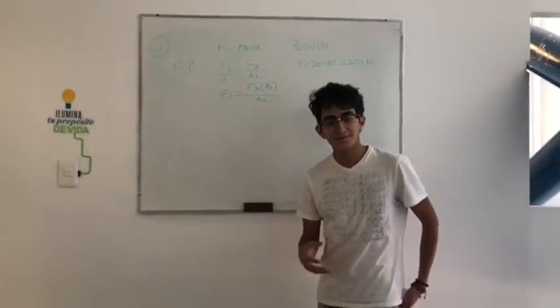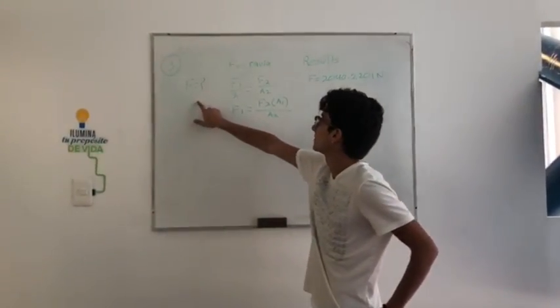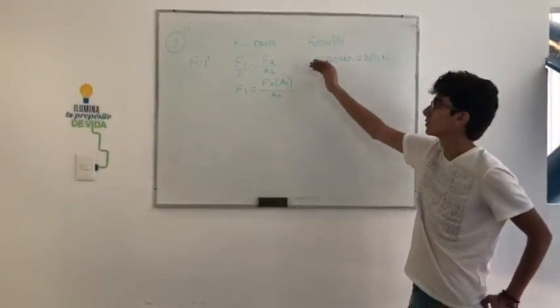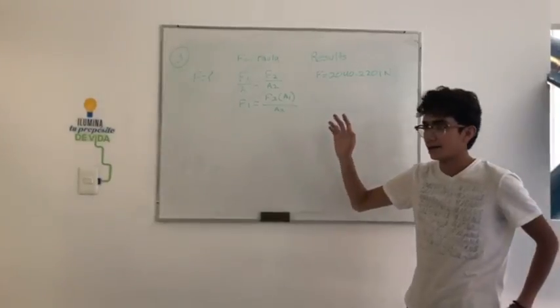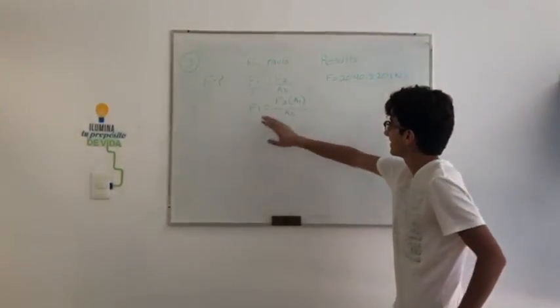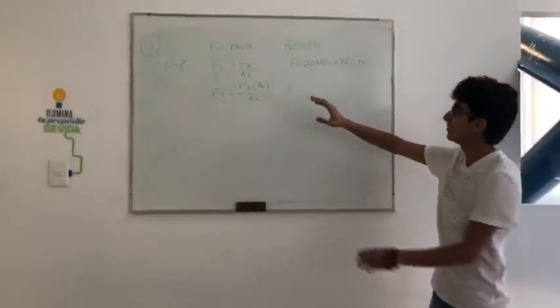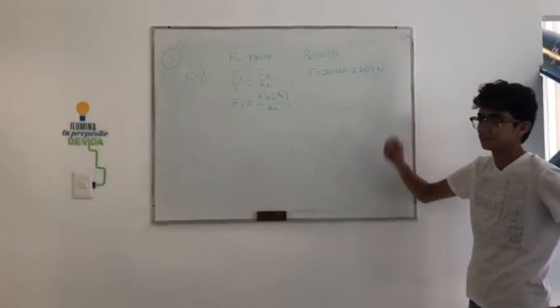In the third problem, they ask you to take out the force. So we use the formula of force 1 over area 1 is equal to force 2 over area 2. And then we need to take out force 1 to have it all. And here is the result that we got.